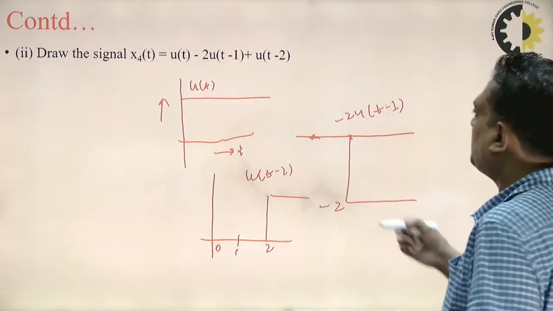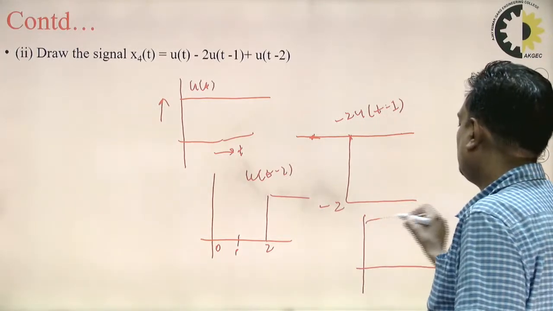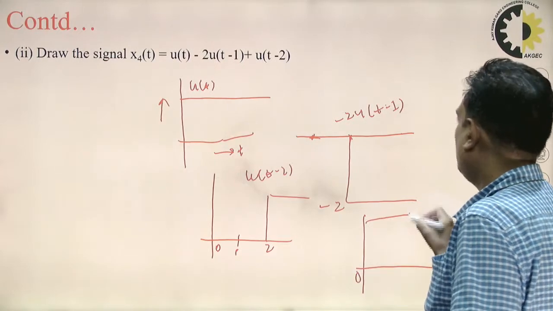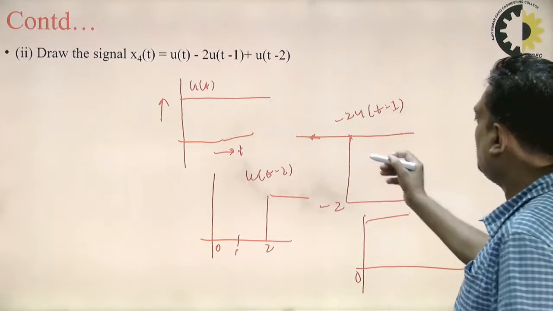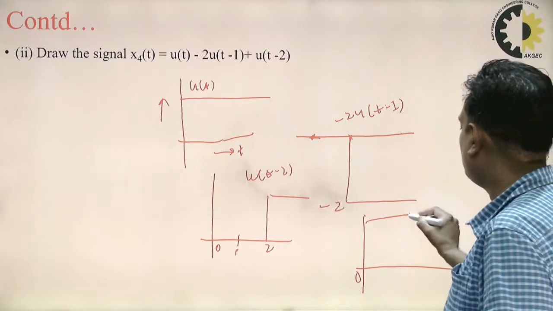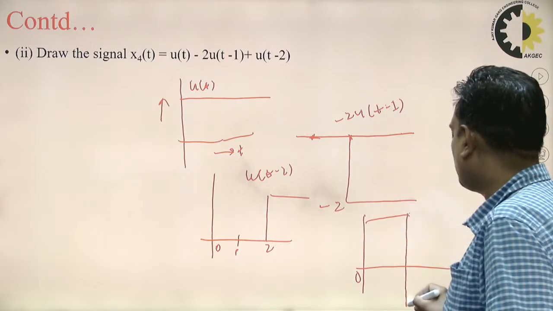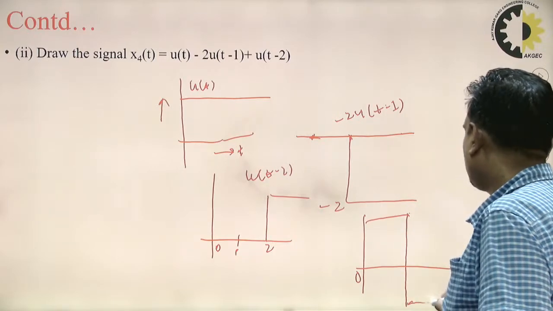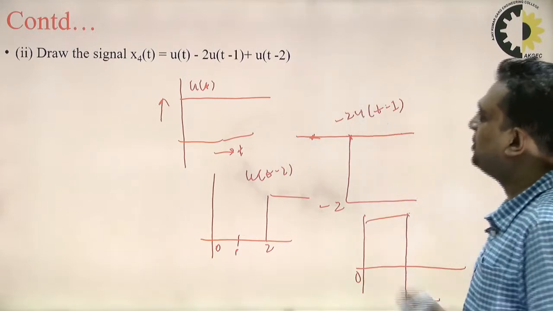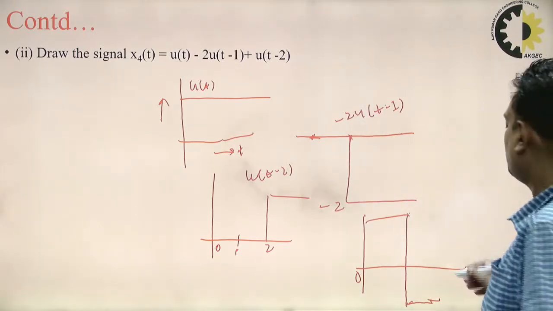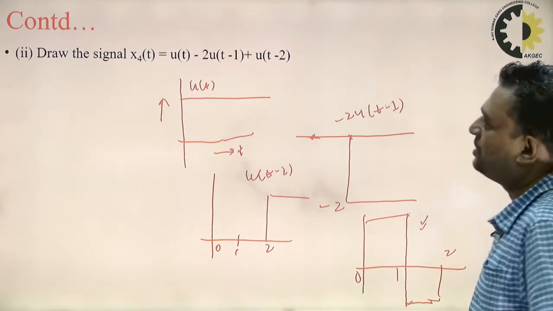Now we will combine all these signals. When we combine them, first it goes from 0 to 1, but at 1 the -2u(t-1) signal occurs. Here the magnitude is -2, so this time we get 1 minus 2, which equals -1. Now it continues like this, but at u(t-2), the unit step signal occurs again, so the magnitude will be 1. So this is the final answer.